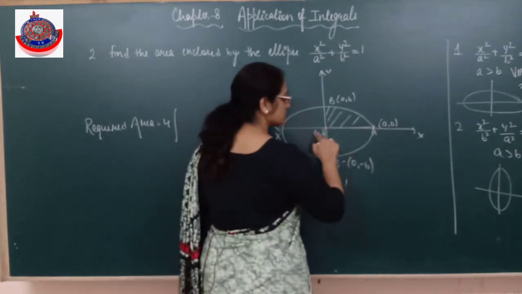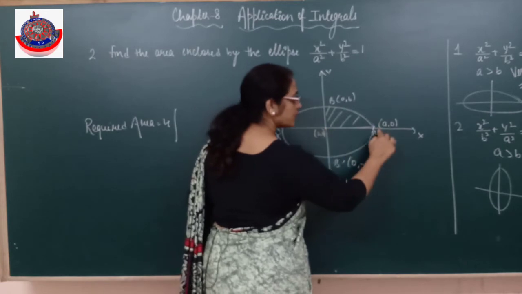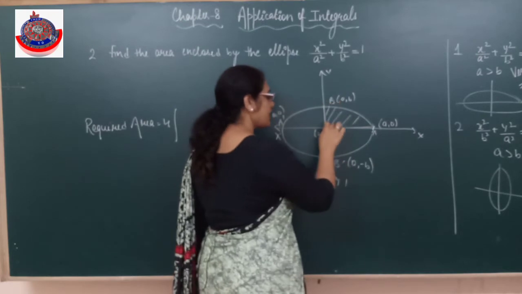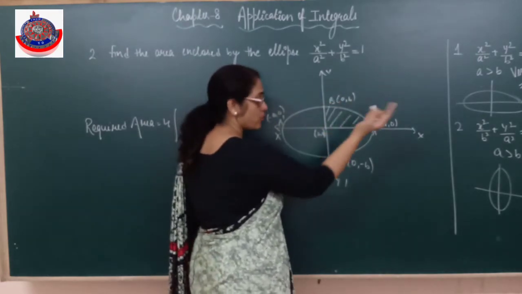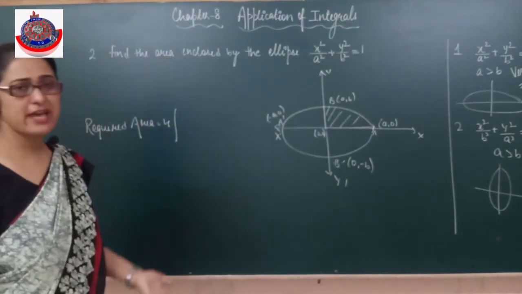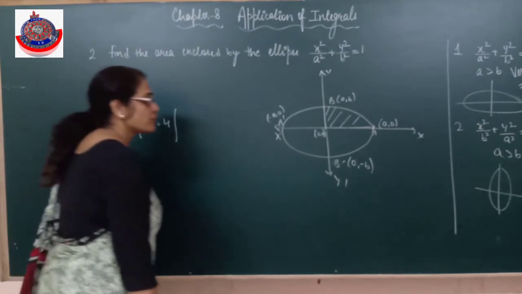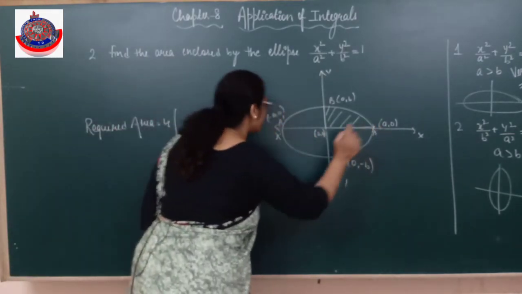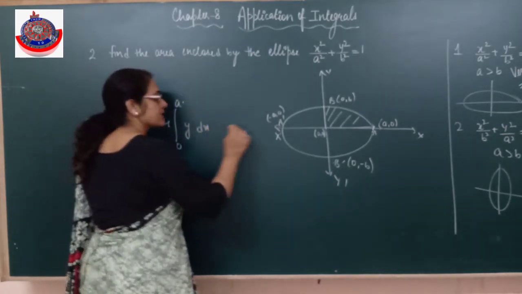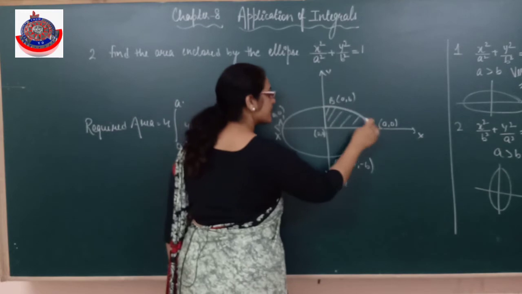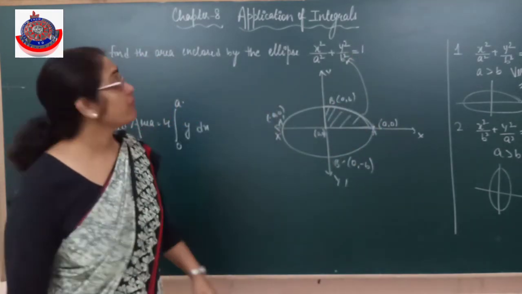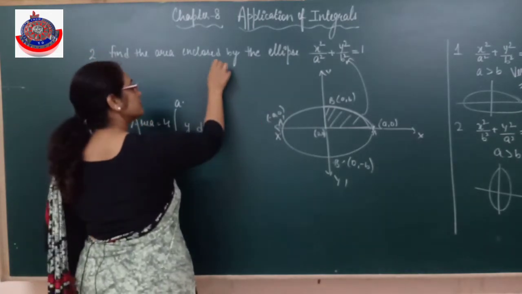Here I need the limit x is 0 to x is equals to a. Is it clear? If you want to find it through b, it will be through y, it will be 0 to b. That's the same thing, very easy. You can try the other one also. So 4 times, the limit is from 0 to a, y dx. This is my function, this is the equation of the curve. So I need the value of y from there.